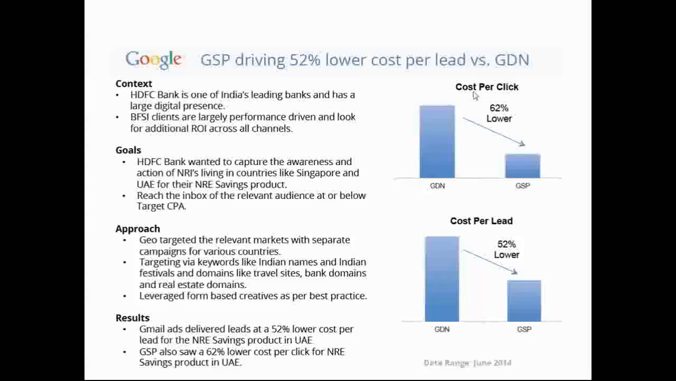What we did for them is geo-target the relevant markets with separate campaigns for various countries. Remember, it's great to break down your campaigns on the basis of the countries you're targeting. Targeting was via keywords like Indian names and Indian festivals, which tend to become contextual within the body of your email, and domains like travel sites, bank domains, and real estate domains.